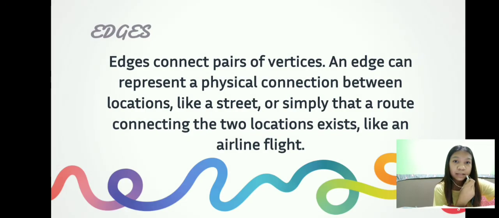So next is edges. What are edges? Edges connect pairs of vertices. So the edge is the line. An edge can represent a physical connection between locations, like a street, or simply that a route connecting the two locations exists, like an airline flight. So the edges are those lines that attach to the vertices.